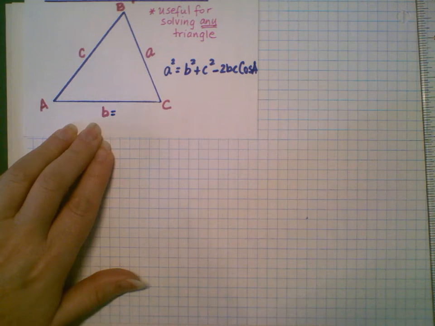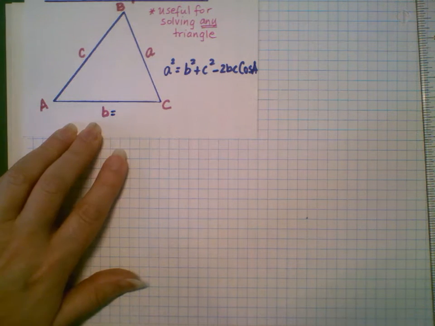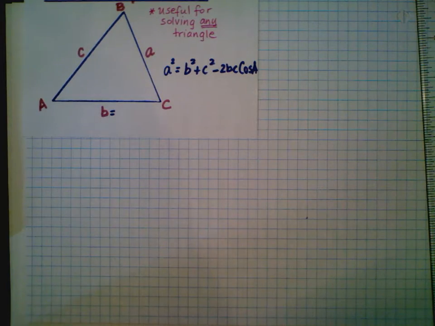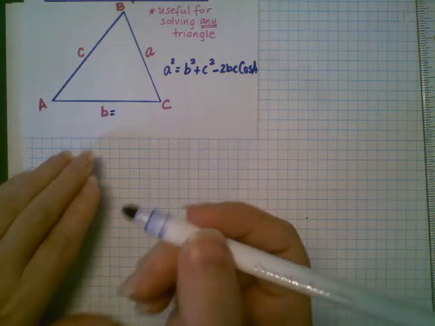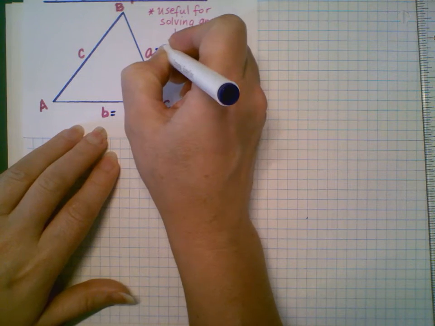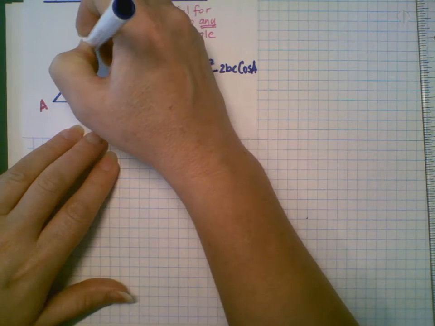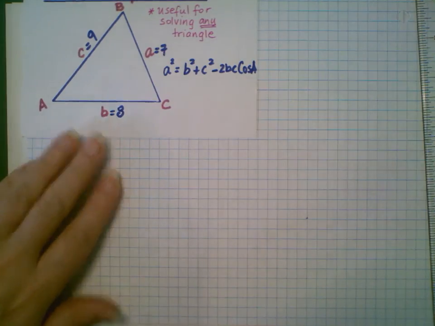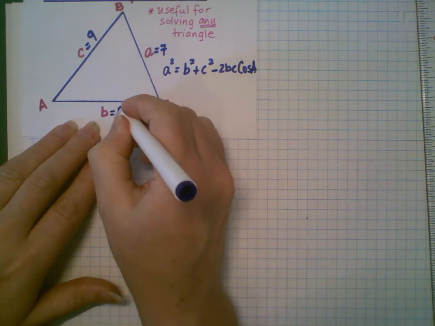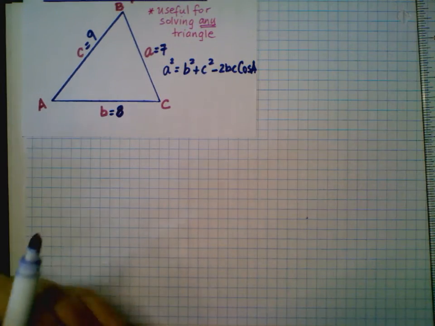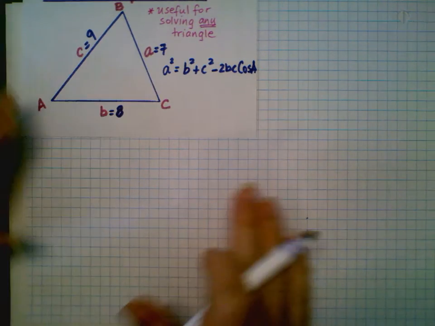So I'm going to give you the side lengths to start with, and then we'll find the angle measure from there. Let's say that a is 7, b is 8, and c is 9. I'm choosing integer values for these lengths just to make it easier to put into the calculator.